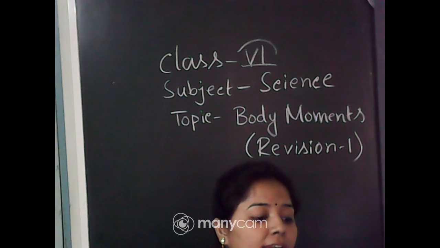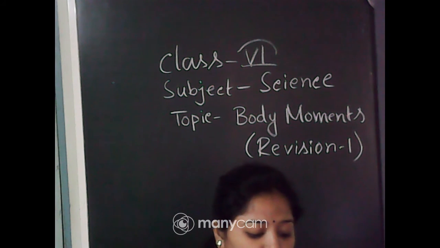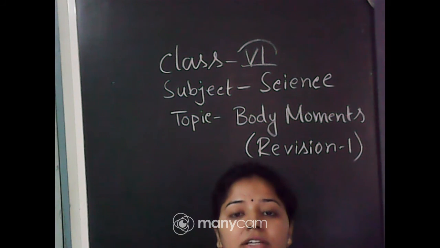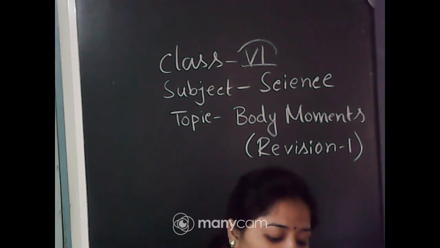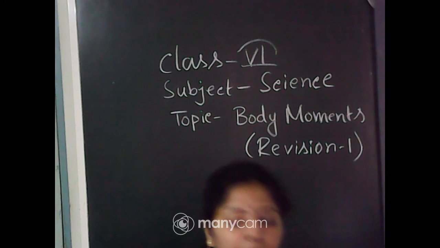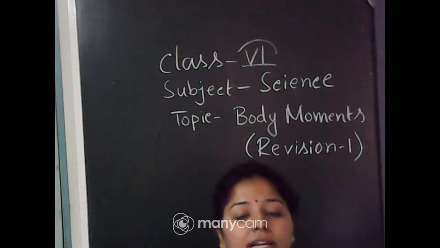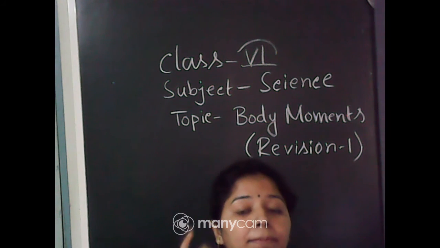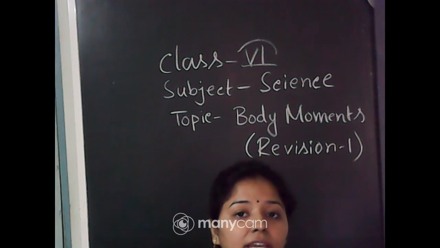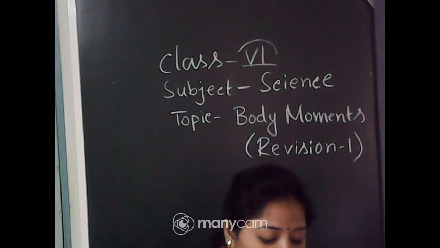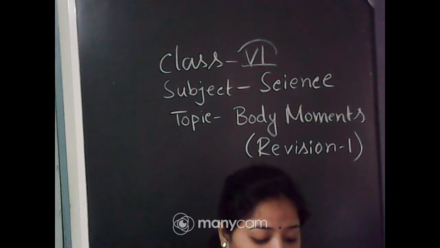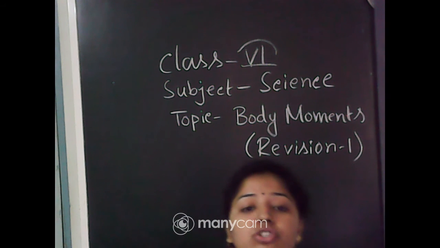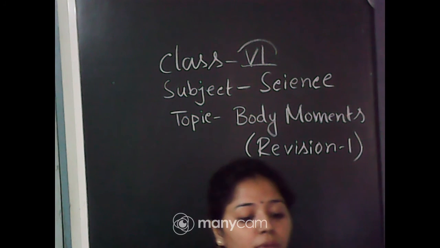Now comes to cartilage. What is cartilage? Part of the skeleton which is not hard as bone, that can be bent or that is flexible, that is known as cartilage. They are found in the upper part of the ear, external ear, and also the tip of our nose. Okay, and tips of long bones also consist of such cartilage. Okay, I hope you understood.